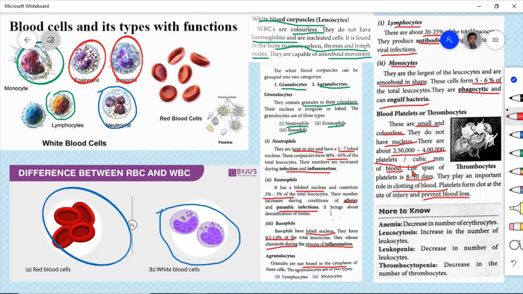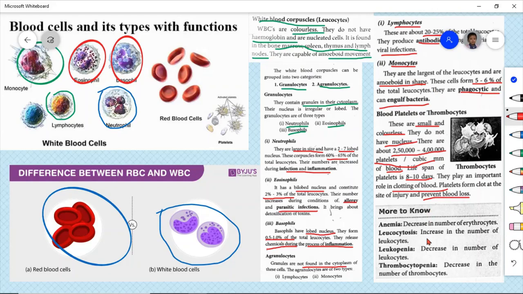So now we have completed plasma and the formed elements. There are 3 formed elements. What are the 3 formed elements? RBC, WBC and blood platelets. This is a 7-mark question, so you have to learn thoroughly. Understood? Explain about WBC and its types. Granulocytes are 3 types, agranulocytes are 2 types. So this much you have to learn for that question.